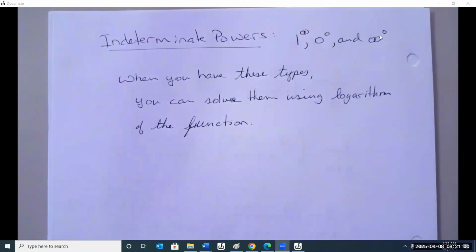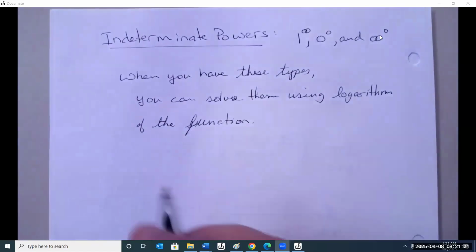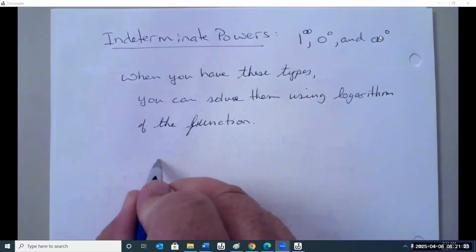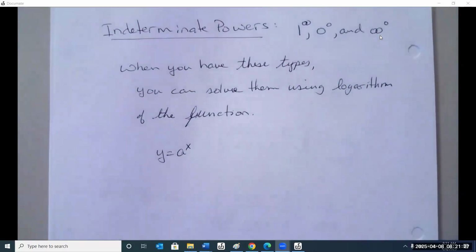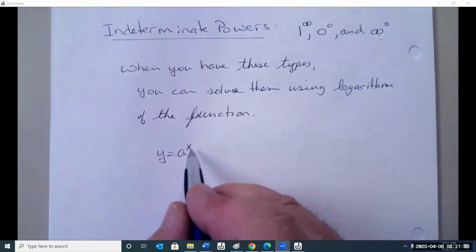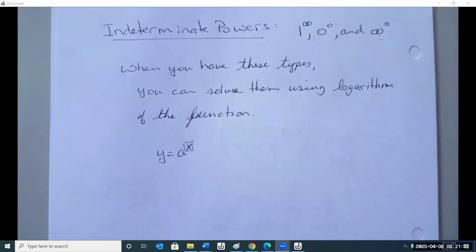Why would we use logarithm? What does a logarithm do? Logarithm is used to get the variable, which is an exponent, out of the exponent. So, in other words, an exponential equation looks like this. That's an exponential equation where you have your variable as the power.